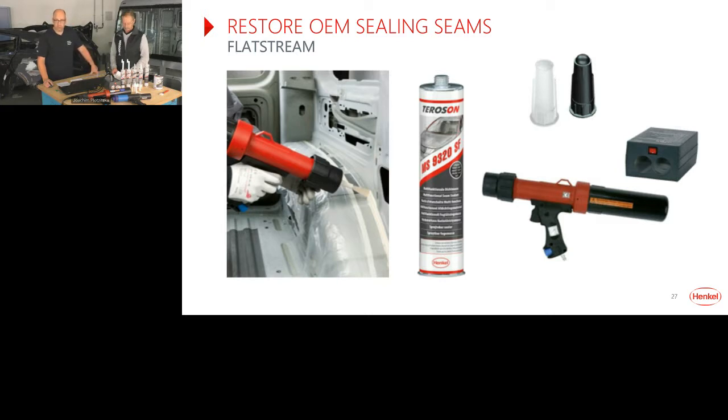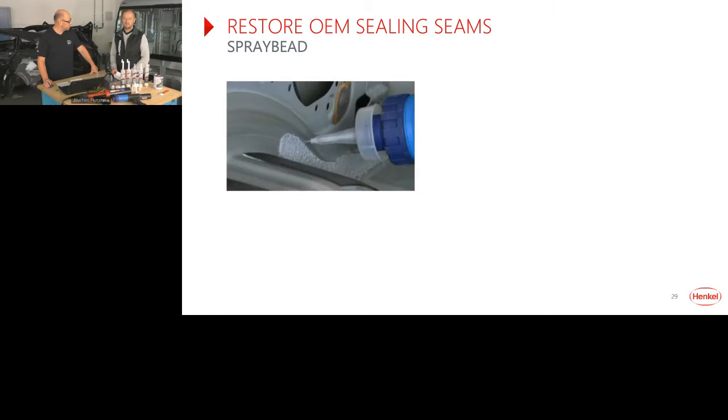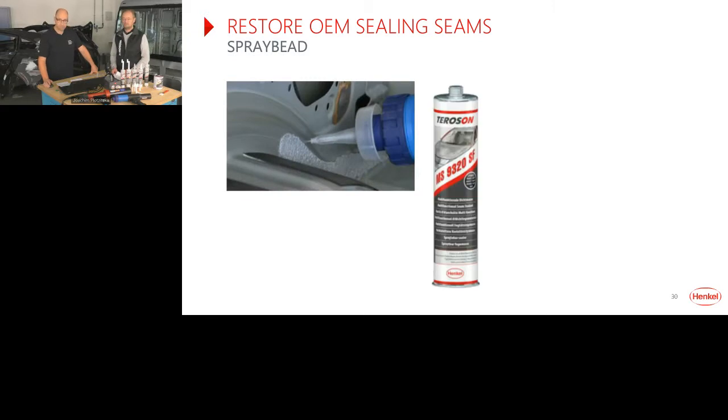So we start first with a spray bead and with a product, right? The same 9320 SF. This time, for this application, we use the product at room temperature, so we don't have to heat it. We use it with a double-headed nozzle, like we have seen before.